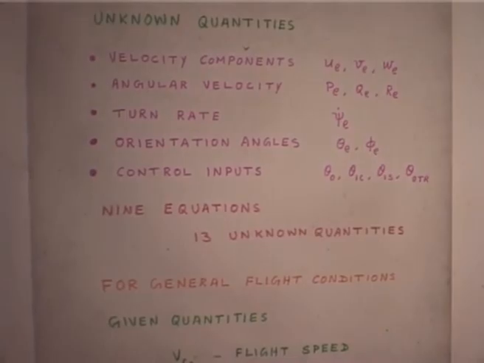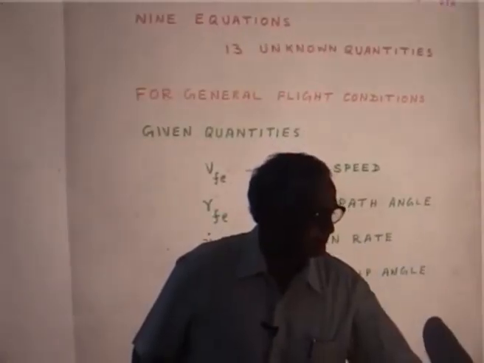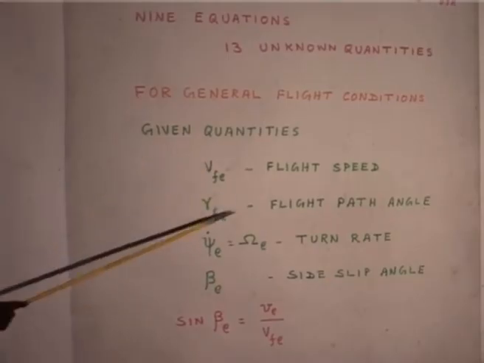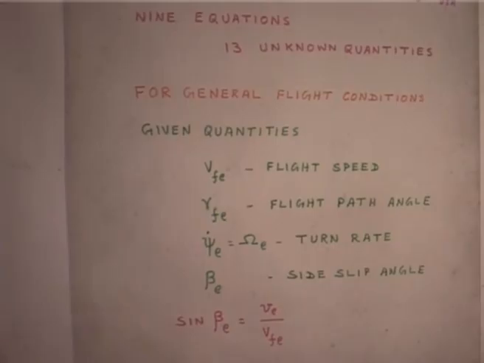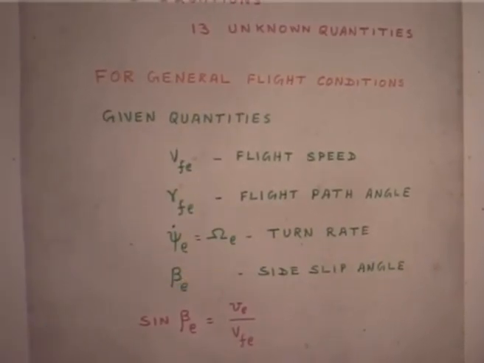Which need to be known, but I have 9 equations. Therefore, you have to prescribe 4 quantities before you really can solve the problem. Now, what are those 4 quantities you will specify? You will not specify 4 from here, that is the problem. The 4 quantities which you specify are flight speed and the flight path angle. I will tell you what the flight path angle is. Then turn rate, psi dot, and then you will say what is the side slip angle.